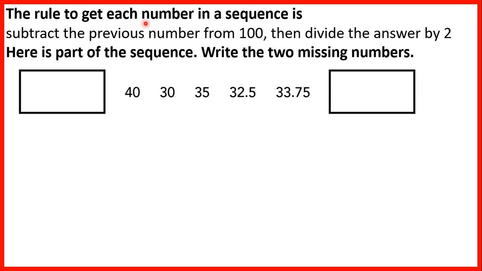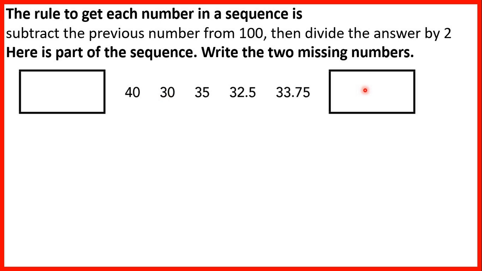The rule to get each number in a sequence is subtract the previous number from 100, then divide the answer by 2. Here is part of the sequence. Write the two missing numbers. Well, first, let's look at the numbers they've given us and check that we understand how the rule works. So here we have 40. If we subtract 40 from 100, that's 60, and then 60 divided by 2 is 30. So that's the next number in the sequence.